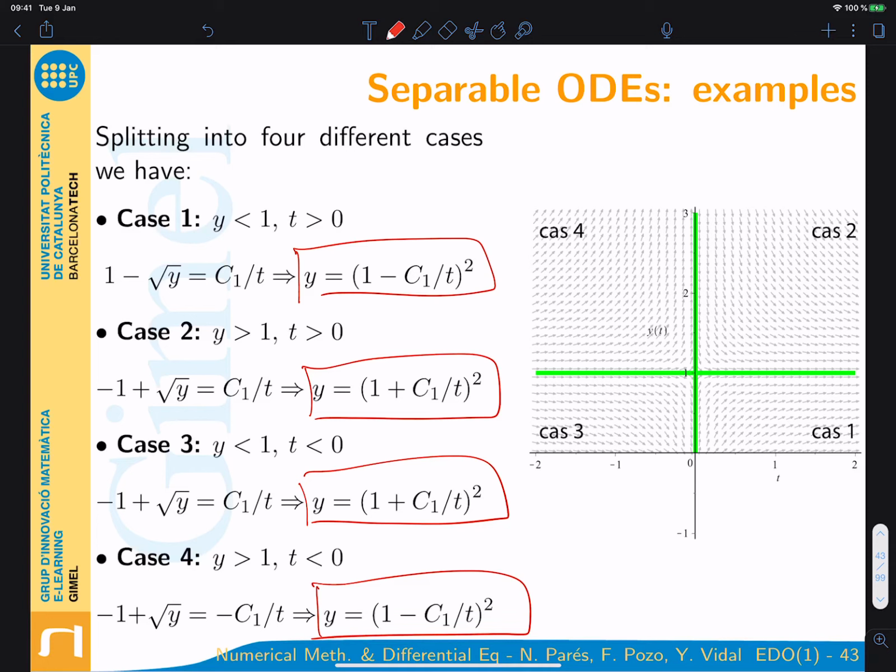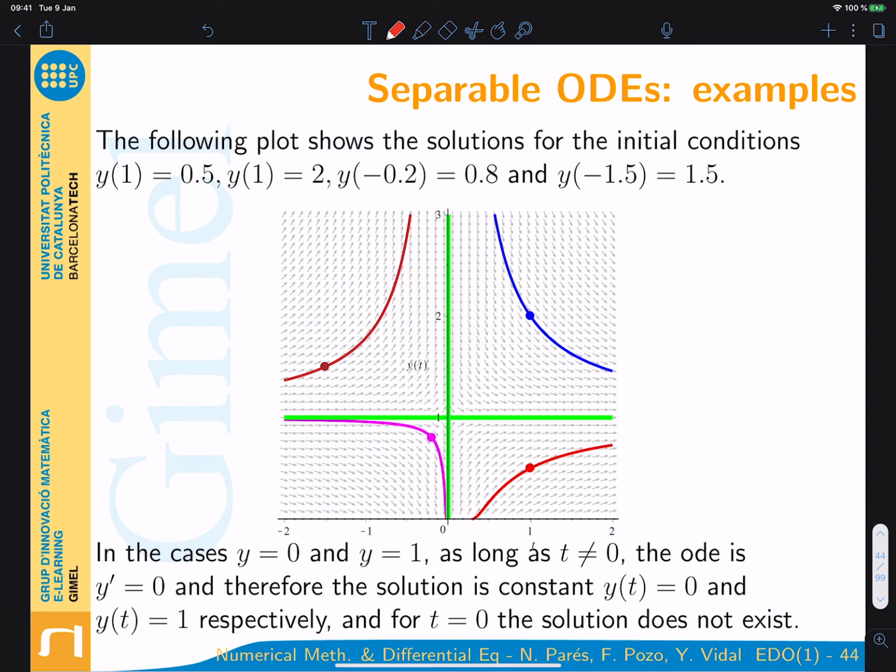which basically can be summarized as the explicit solution is always going to be 1 plus a constant, let's call it constant 2, divided by t, everything squared. And now this constant can be positive or negative to take into account these cases. So now C2 could be negative, and in this way we summarize all the possible solutions. So this is what I wanted to explain today about separable ODEs.